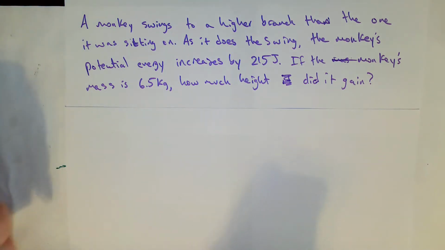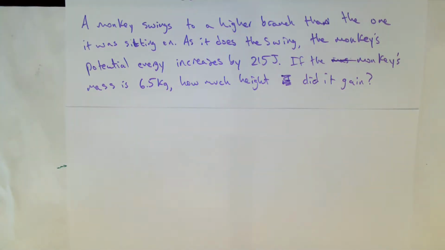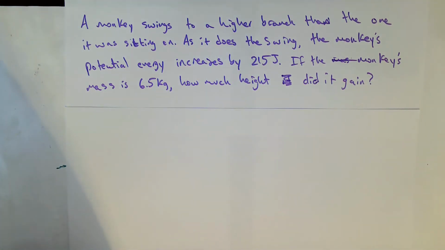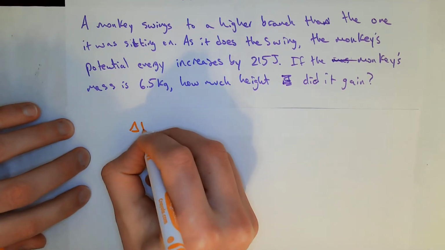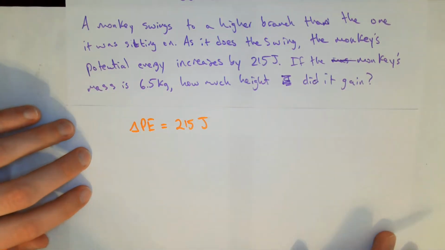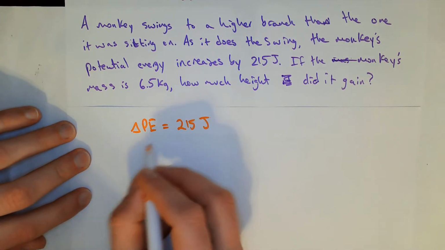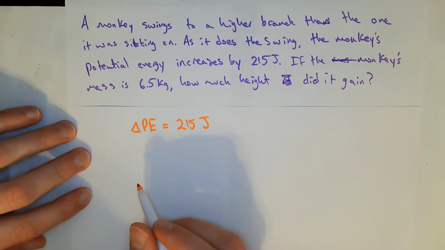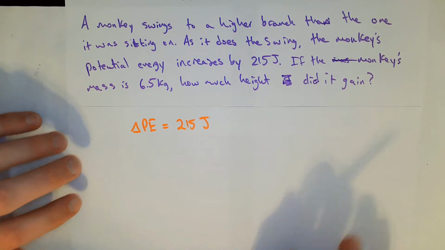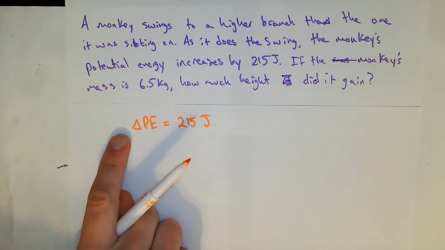Okay, so we know that there is a change in potential energy here. I know that the change in my potential energy is equal to 215 joules. And the change in potential energy, if I've written it this way, do I need to worry about the negative here? Well, no, I don't think so, because that is only when we're dealing with work.